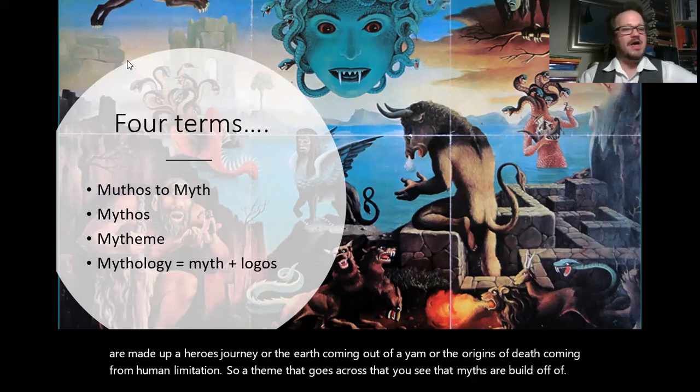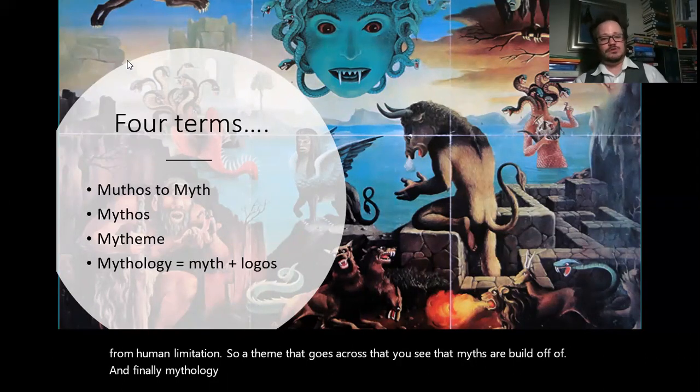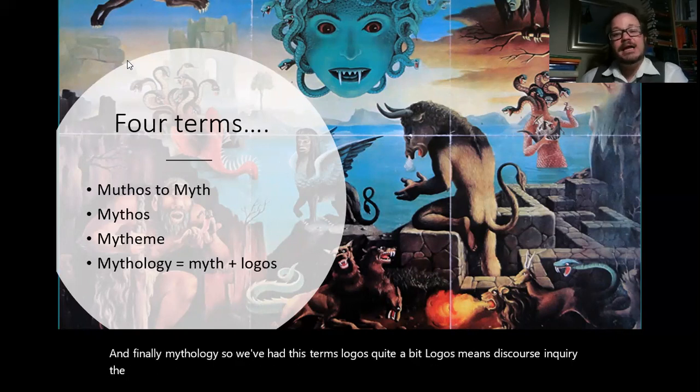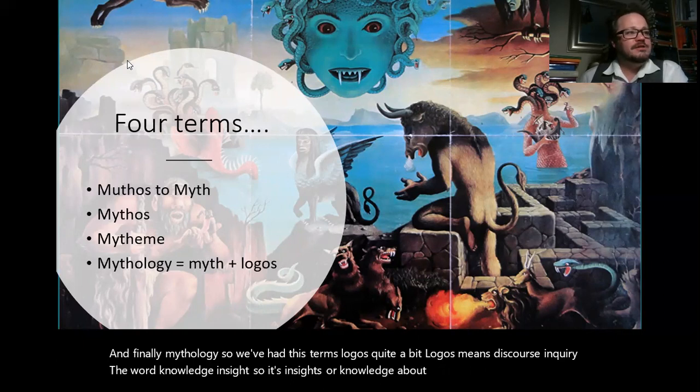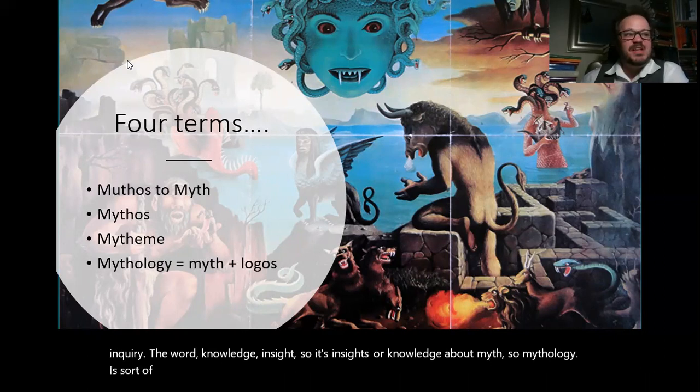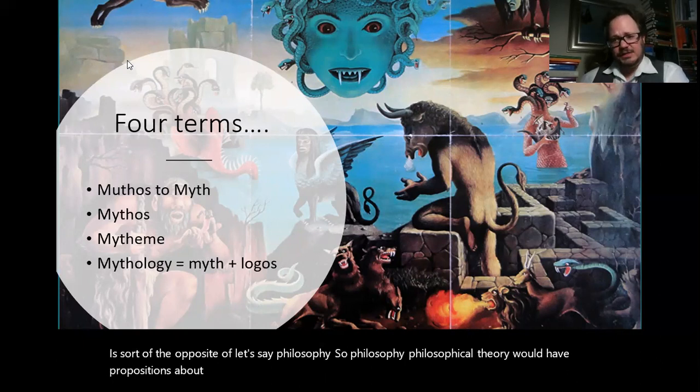And finally, mythology. So we've had this term logos quite a bit. Logos means discourse, inquiry, the word, knowledge, insight. So it's insight or knowledge about myth. So mythology is sort of the opposite of, let's say, philosophy. So philosophical theory would have propositions about the world. Mythology would tell you a myth to make sense of the world.